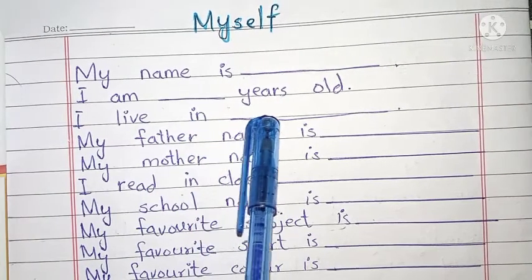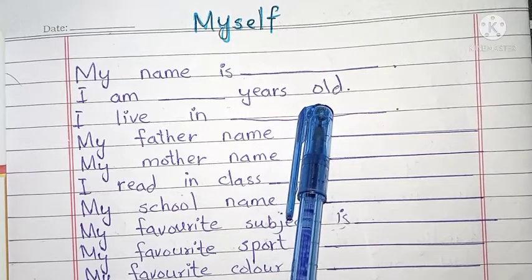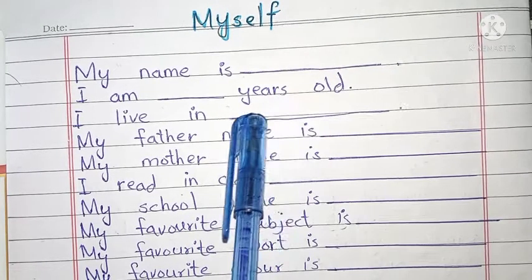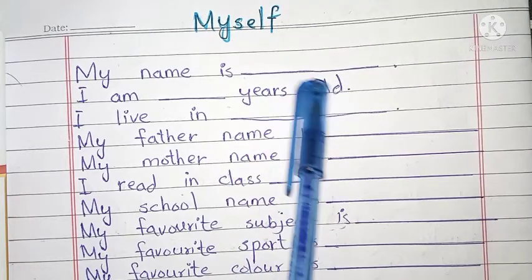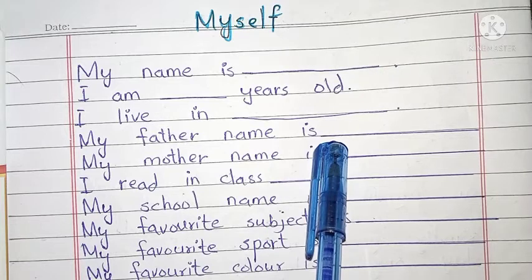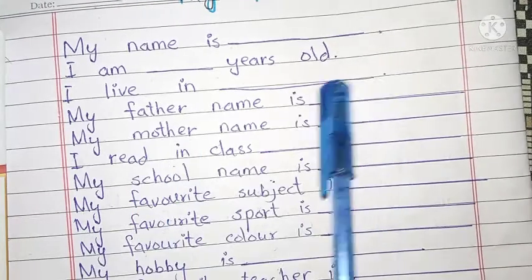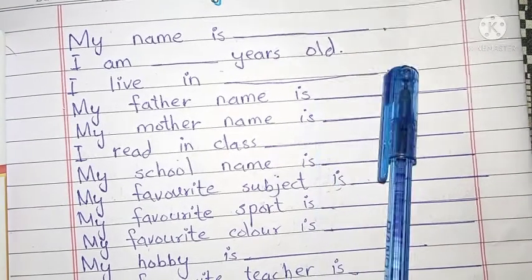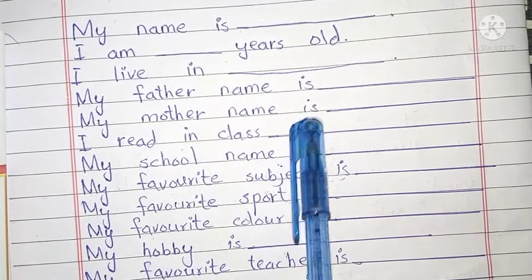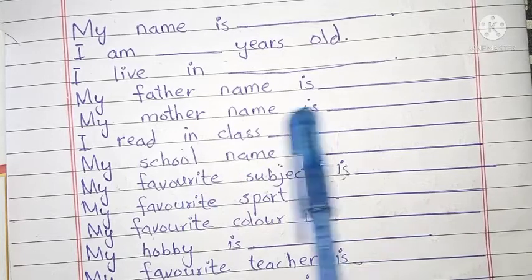I live in Karachi, Lahore, Ahmedabad, Jhelum, India, Bangladesh. Where do you live? You will write here. My father name is, or what is the name of your father? You will write here. My mother name is, I read in class 1, class 2.